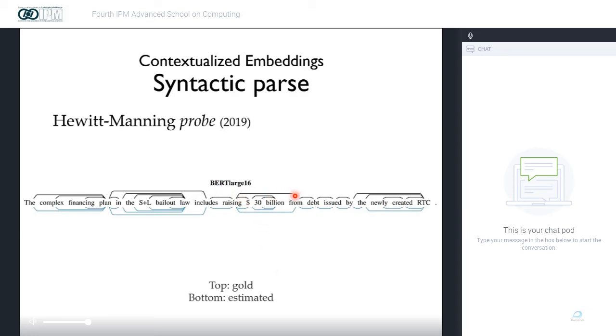In fact, here we have the gold parse tree of the sentence on top, the black one, and the one in blue, which is predicted by BERT, which are very similar in terms of their structure. And it looks like that without providing an explicit training objective for BERT, it is encoding a lot of syntactic knowledge in terms of dependency parse trees in order to be able to succeed in the masked language modeling task.